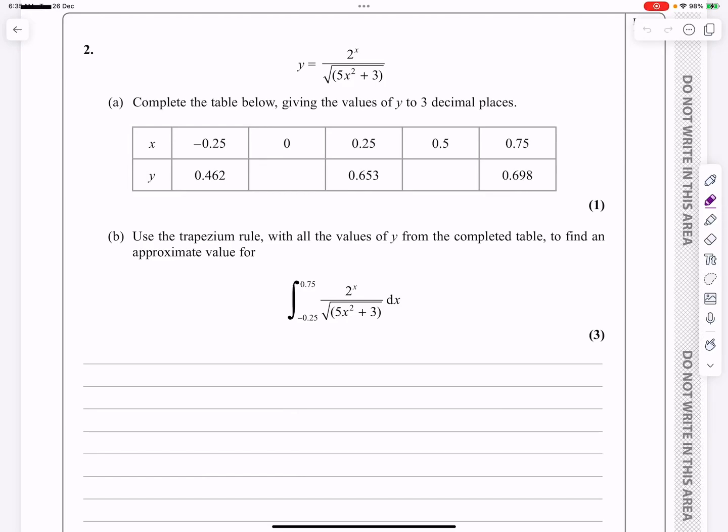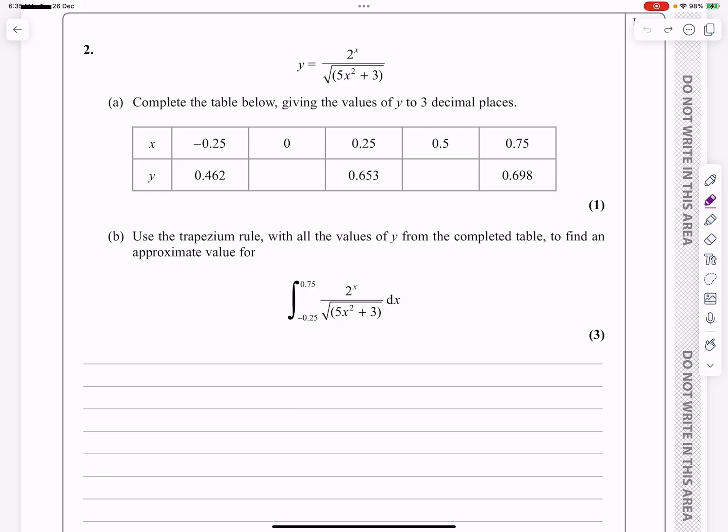Okay, this is the P2 paper from October 2020. This is question number 2, which is an integration question and more specifically a trapezium rule question. Relatively straightforward, this one. Let's have a look at it.